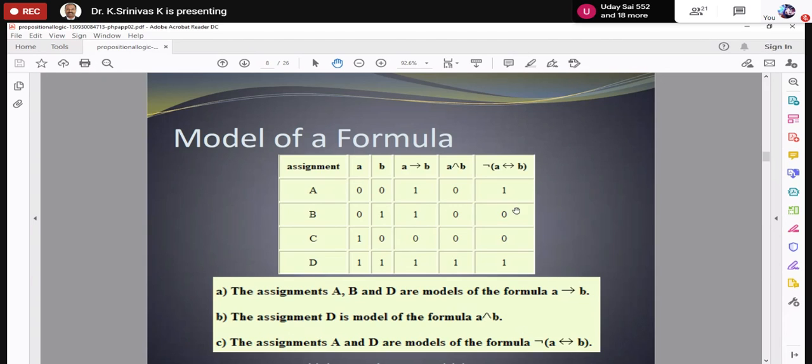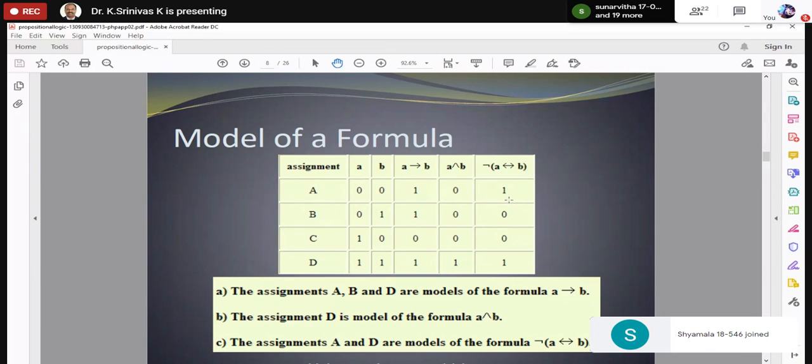Similarly, negation of A bidirectional B. Okay. Negation of A bidirectional B. So we are having the bidirectional. A comma B is bidirectional. 0 and 0 is a bidirectional. So when we negate it, then that is equal to 1.